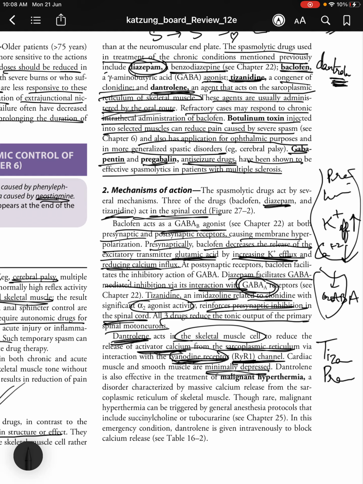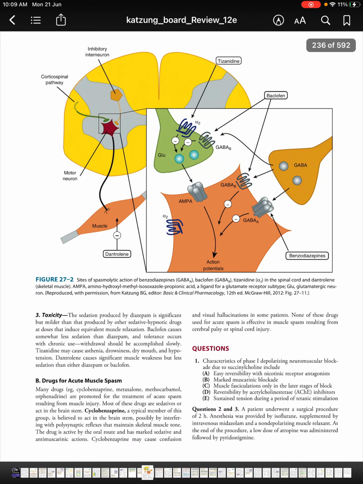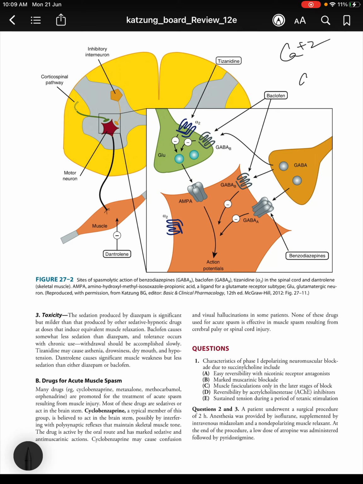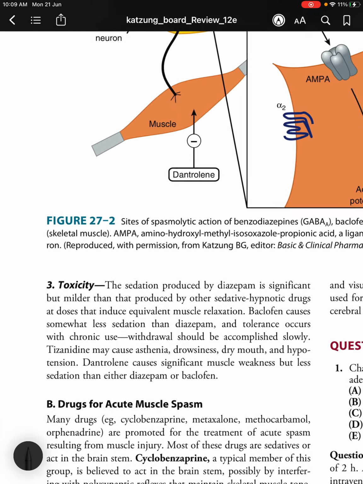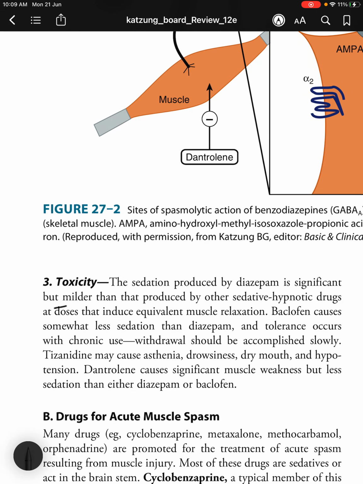So, cardiac muscle and smooth muscles are minimally depressed. Dantrolene is also effective in the treatment of malignant hyperthermia, a disorder characterized by massive calcium release from the sarcoplasmic reticulum of the skeletal muscle. Though rare, malignant hyperthermia can be triggered by general anesthesia protocols that include succinylcholine or tubocurarine. In this emergency condition, dantrolene is given intravenously to block calcium release. So to block calcium release, what are you given? Dantrolene.